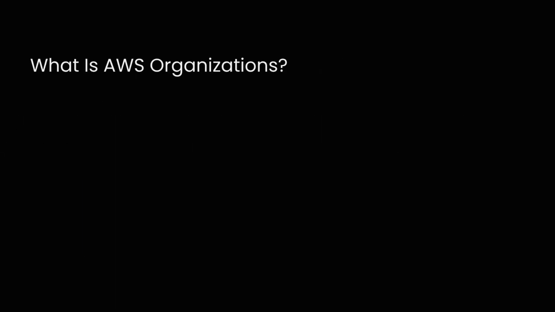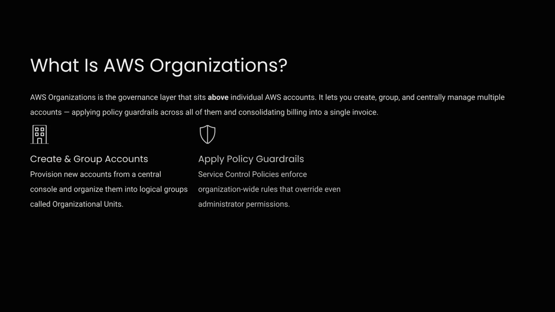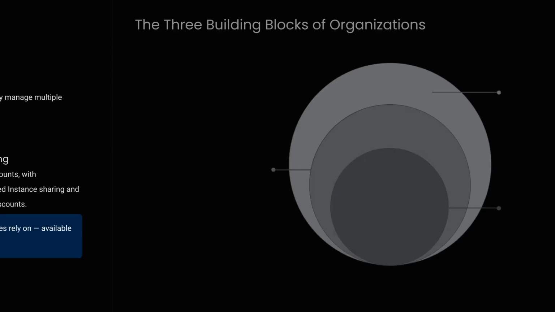AWS Organizations is the governance layer above individual AWS accounts. It allows you to create, group, and centrally manage multiple accounts. Key features include creating and grouping accounts into organizational units, applying policy guardrails using service control policies, and consolidating billing into a single invoice. It is free to use.